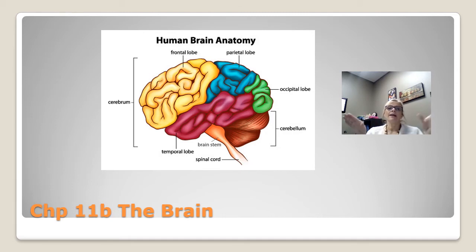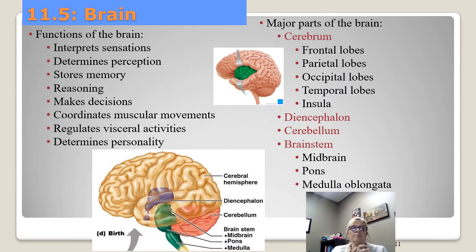It's going to send commands to skeletal muscles. It's going to perform higher mental functions like memory and reason. It's going to coordinate those muscle movements. It regulates your visceral activities like digestion, and oversees the function of the entire body, okay? And it also gives us, and we don't quite understand all of this yet, the characteristics that help to form our personality. All right, so we talked about some of these different functions of the brain: memory, reasoning, decision making, coordinating, and regulating personality.